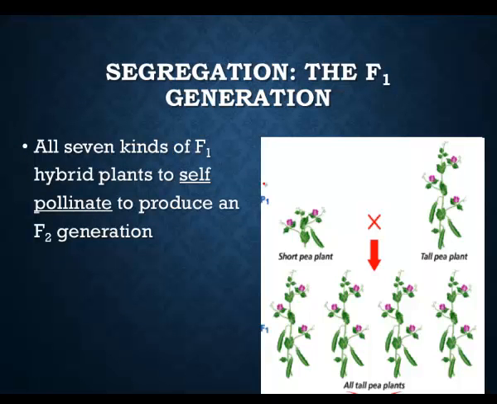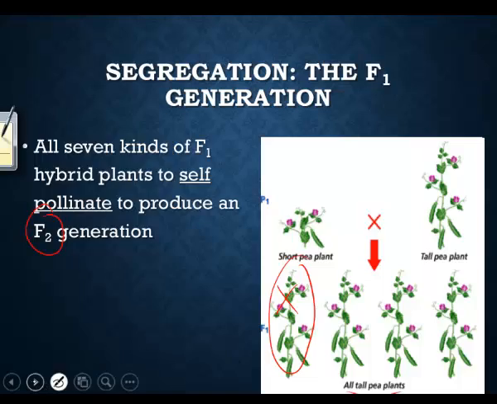So segregation of the F1 generation. All 7 kinds of F1 hybrids self-pollinate to produce the F2 generation. So now what happens is he's going to take this plant here, he's going to cross it with itself, and he's going to see what happens. And that's going to be called the second family generation, F2.